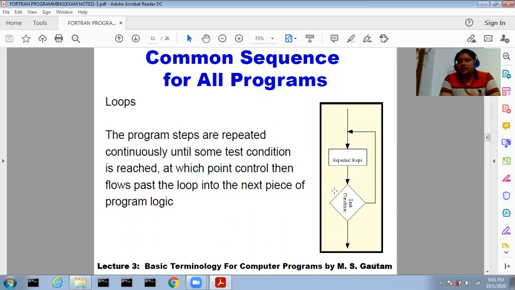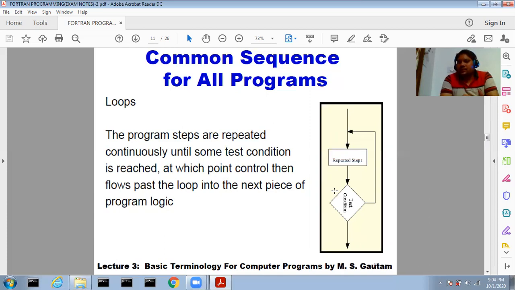If the test condition is not satisfied, then the computer will repeat its previous job or its previous operations. So program steps are repeated continuously until some test condition is reached, at which point control flows past the loop into the next piece of program logic. That means if we put some test condition, suppose n is greater than or equal to 100, and if this condition is satisfied, then the computer will go to the next step.